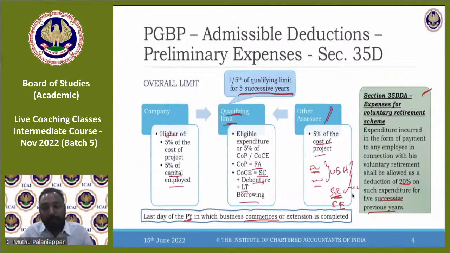Now, before commencement, you will not have income, right? You will not have income. So whatever expenditure you are incurring is actually not an eligible expenditure under the Income Tax Act because you have not started earning revenue, you have not commenced your business. So whatever expenditure you are incurring is not an eligible expenditure to be claimed. So you cannot claim it as a loss and carry forward.